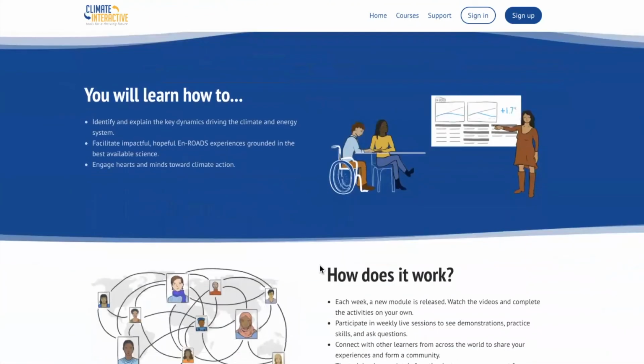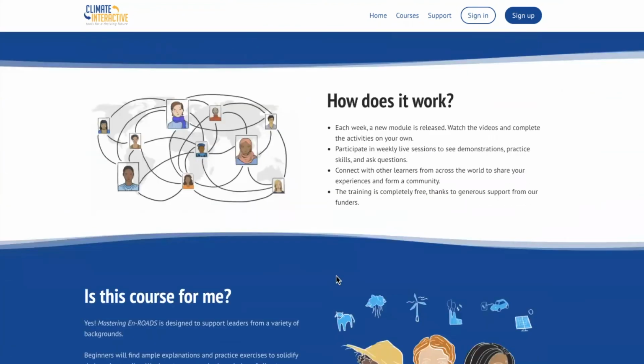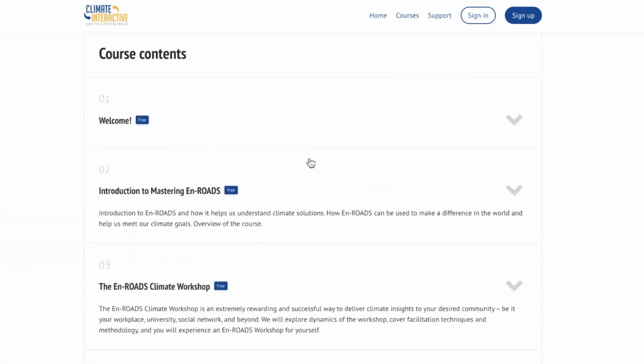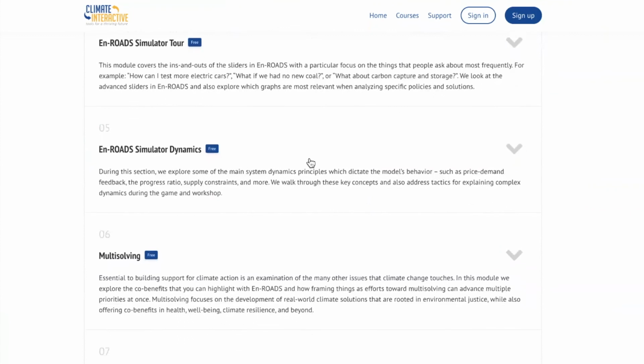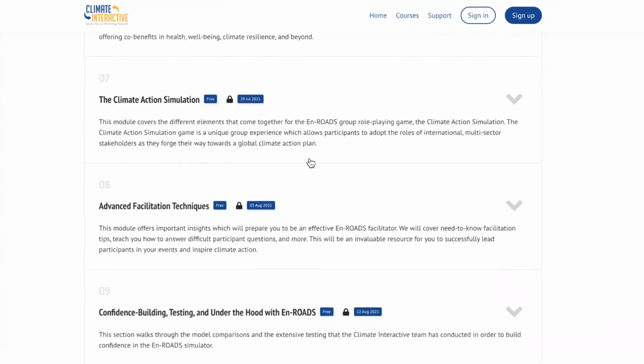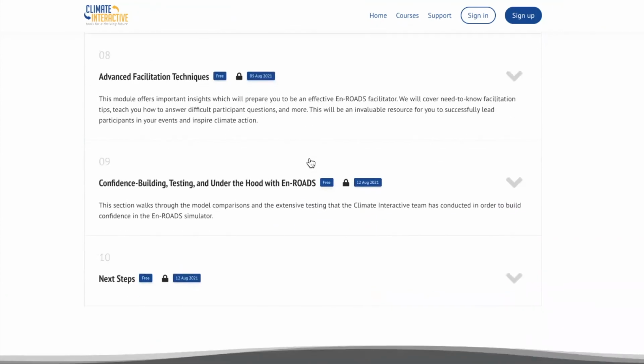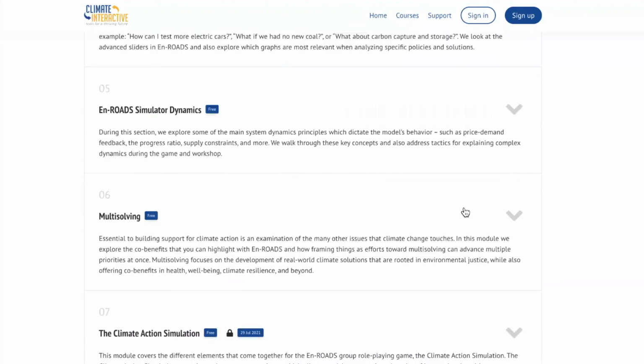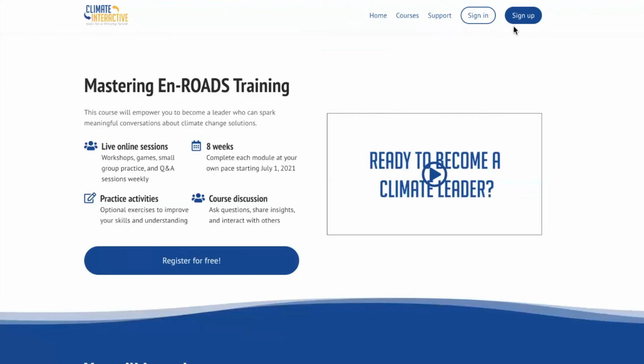And so again, this is a wonderful overview of that website, where you'll learn to identify and facilitate the En-ROADS experience, how it works, figuring out if the course is for you. Here's a quick view of what those course contents week by week look like all down the road. Currently, you can see they're still wrapping up the final couple of sessions, and they have a wonderful FAQ section at the bottom too. So I really would encourage you to go to learn.climateinteractive.org if you're interested in signing up for the course and taking your own experience of the Mastering En-ROADS training.